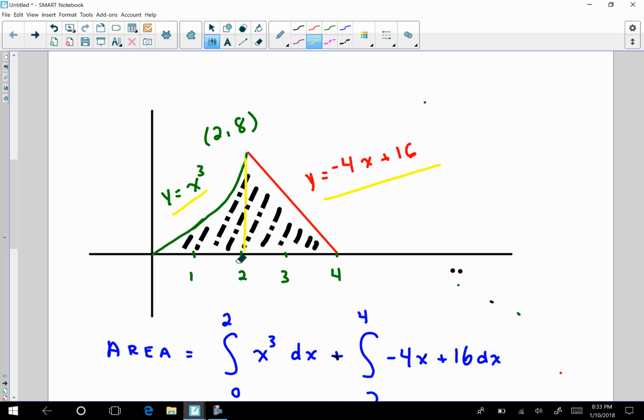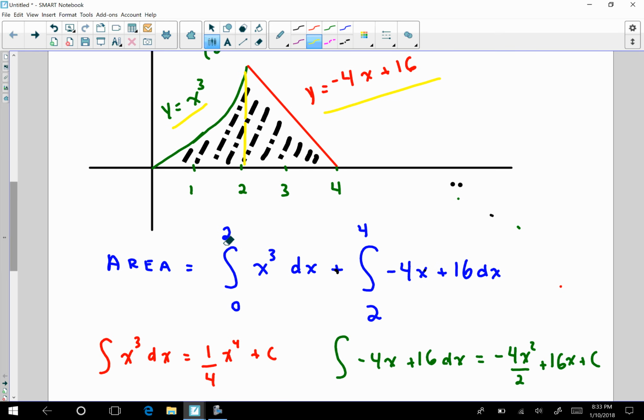One definite integral uses y equals x cubed, another uses negative 4x plus 16. So this total area, in quadrant 1, the shaded black area, is given by the definite integral from 0 to 2 of x cubed dx plus the definite integral from 2 to 4 of negative 4x plus 16. We did learn before Christmas that if a function is above the x-axis, the definite integral represents area. That's what I'm looking at: a function above the x-axis, so I can use definite integrals to find the area.